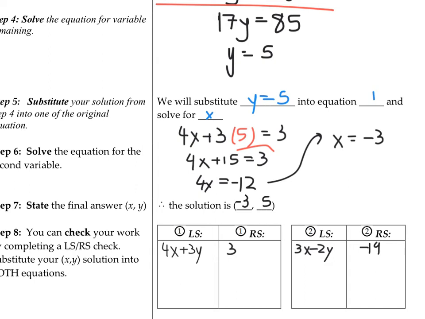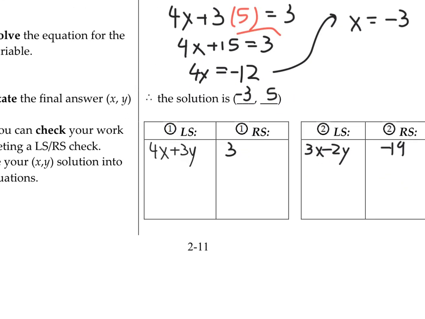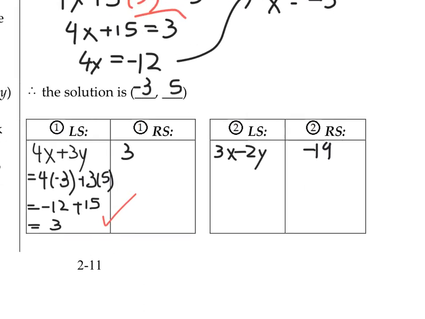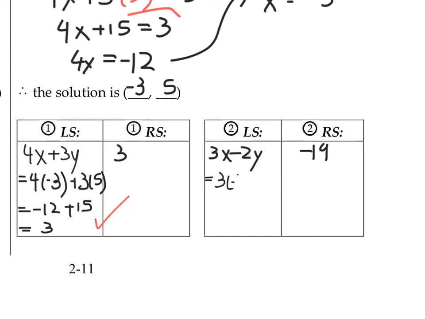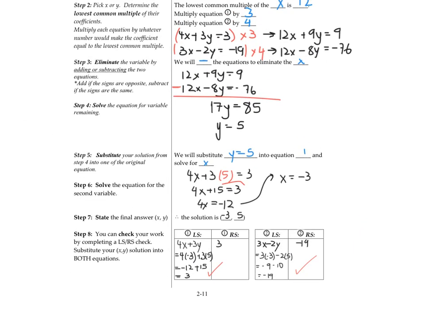Technically, because I used equation 1, I really only need a left side, right side check for equation 2, but just to be safe, you can do it with both, and we'll just do that right here to get more practice with left side, right side checks. So 4 times -3 plus 3 times 5, that's -12 plus 15, and perfect, I have 3, which we expected. Let's try the second one, because this is the one that's really going to determine if we're right or wrong. So we have a -9 minus 10, and that's perfect. Left side equals right side. So there we go. There's elimination.